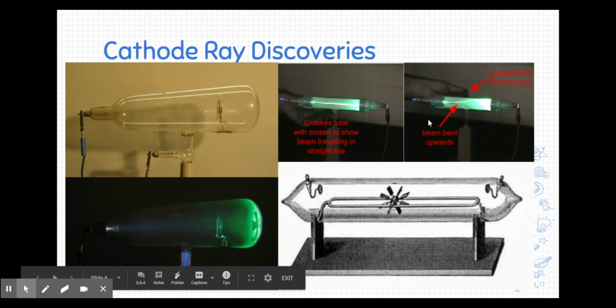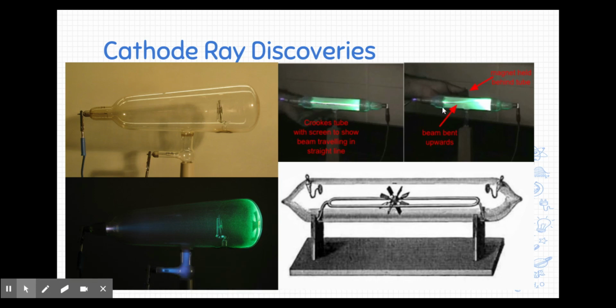The next experiment we see here is a cathode ray tube, and when a magnetic field is applied to it, this cathode ray here is bent. So a magnetic field can bend the cathode ray.